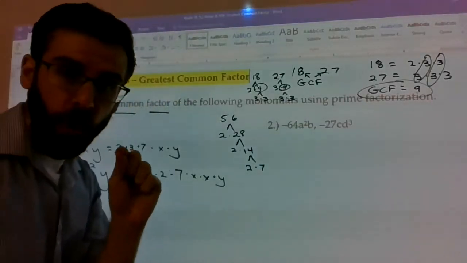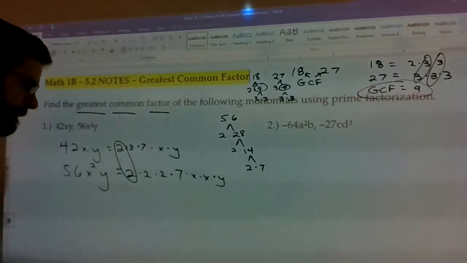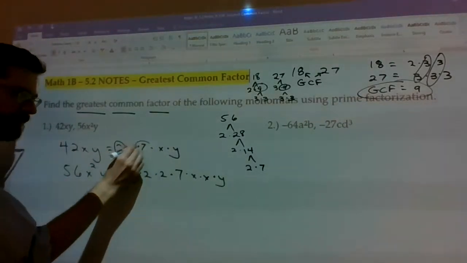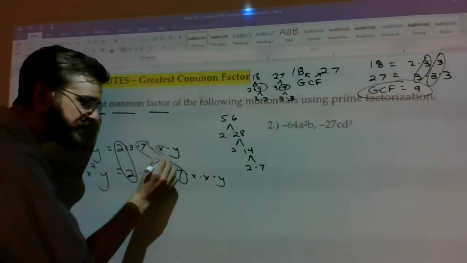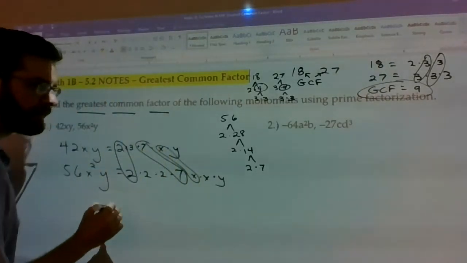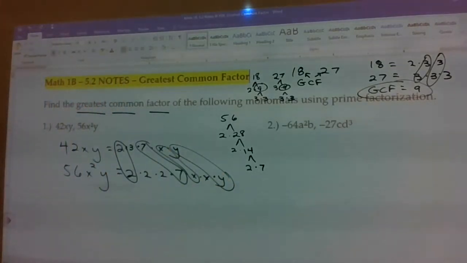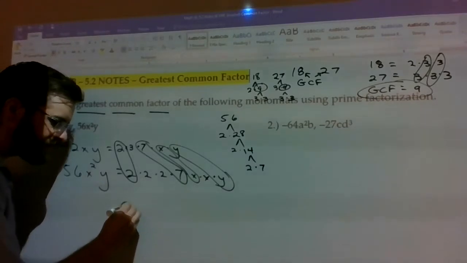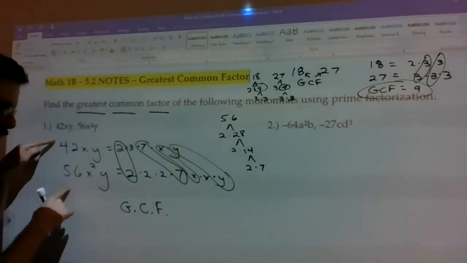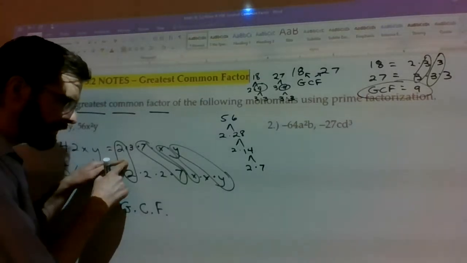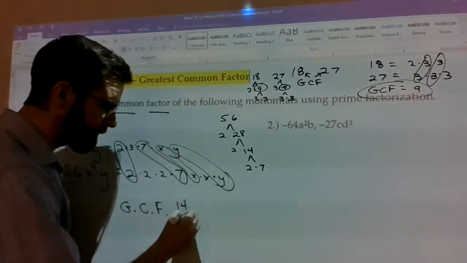Now you circle what they share. They share a 2. They share a 7. They share an x. They share a y. So what is the greatest common factor among these two? 2 times 7, which is 14, times x times y.